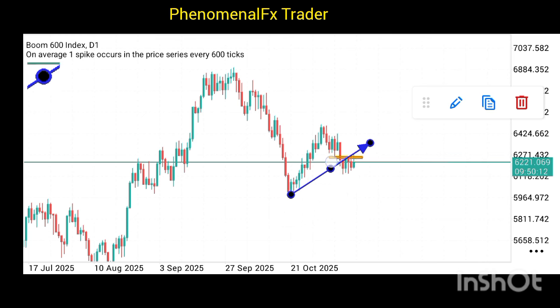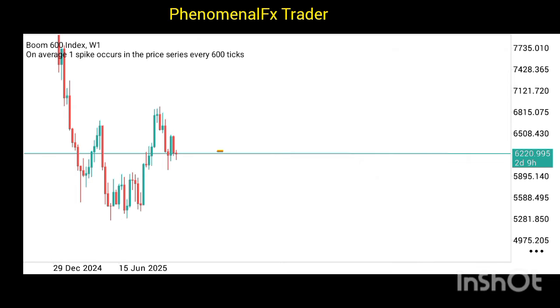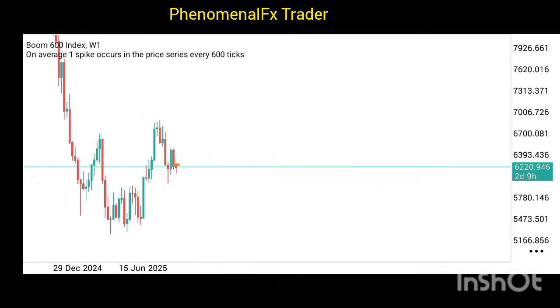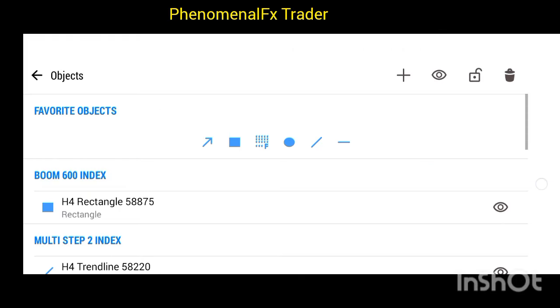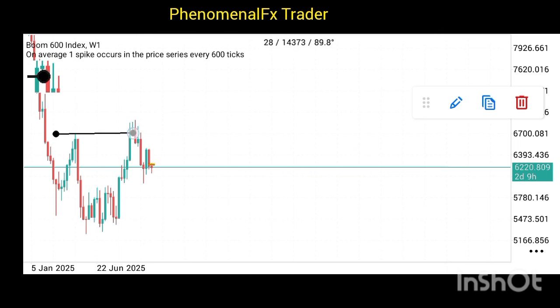So it might just from here continue with the buys, maybe to a certain other level before it thinks of coming down. Or maybe on the weekly time frame, there is something else we are not seeing. You can see what I'm even talking about. On the weekly time frame, we are having an inverted head and shoulders pattern, as you can see, and we had a change of character here. Meaning what? It means that the Boom 600 index on the weekly time frame is now bullish.